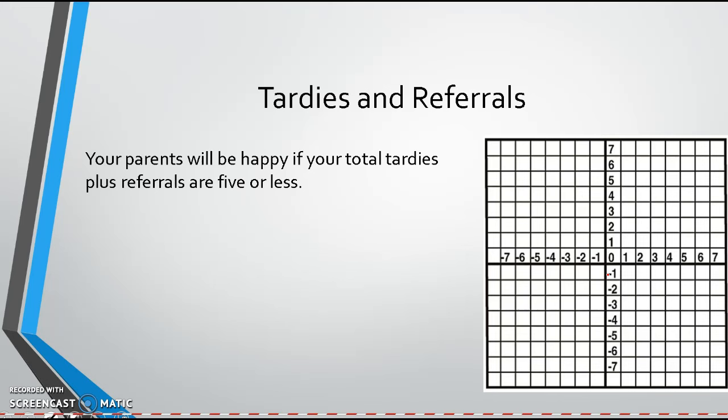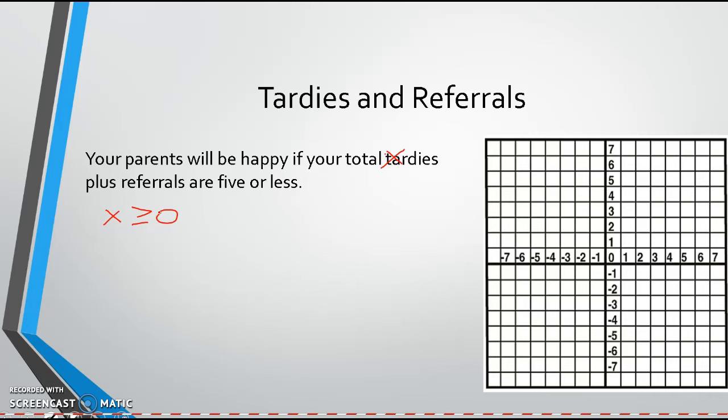It says your parents will be happy if your total tardies plus referrals are 5 or less. So let's start by talking about your tardies. Let's call your tardies X. Let's talk about the possible tardies that you could have. You can't have negative tardies. You could have 0 tardies, which would be great. You could have 1, 2, or 3. Your number of tardies is going to be greater than or equal to 0.